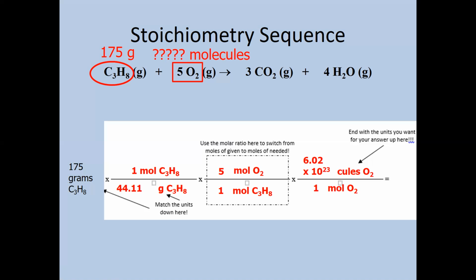Okay, so when I plug this into my calculator, I would have 175 divided by 44.11 times 5 times 6.02, second E, 23 up on the top. I'm going to have 3 sig figs for my answer so that I can end up with the correct number of sig figs that I need.